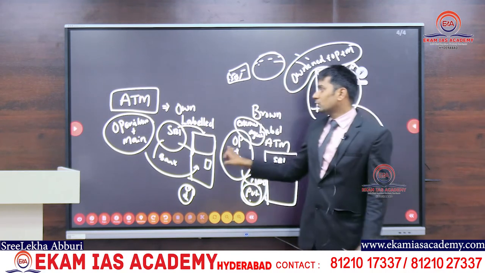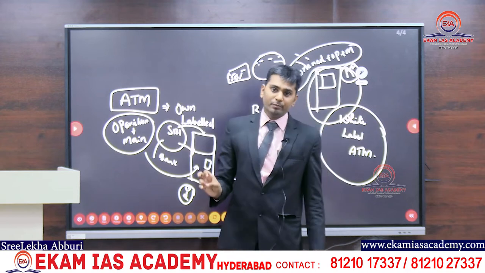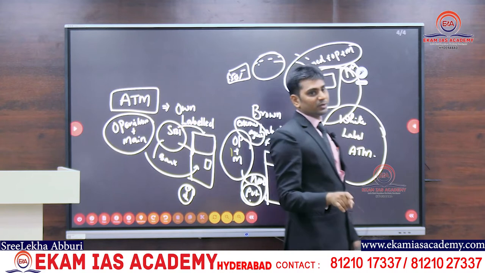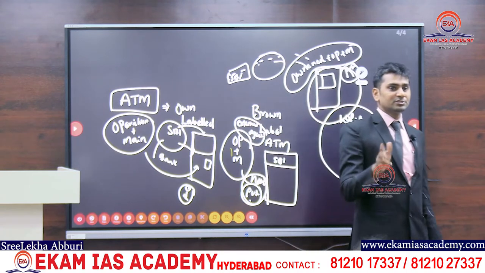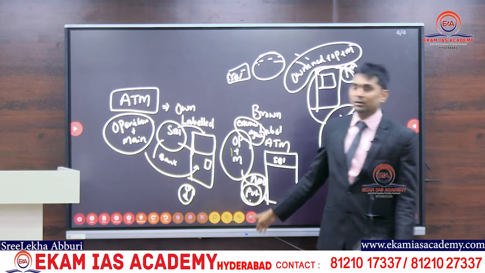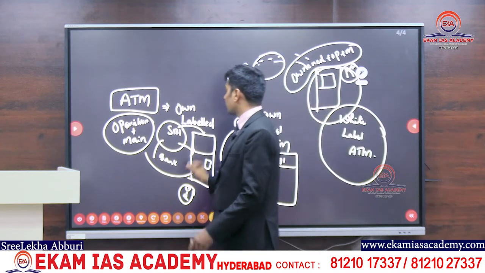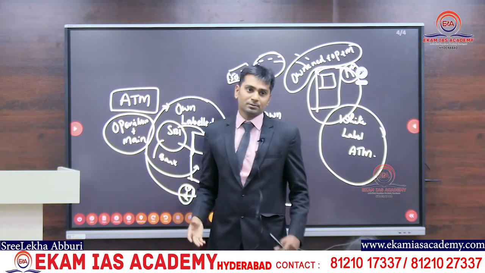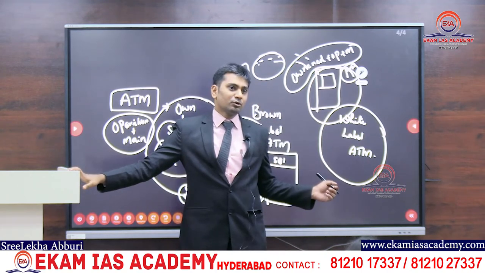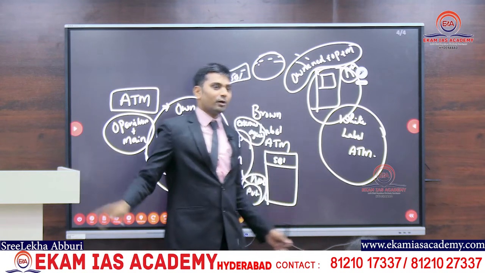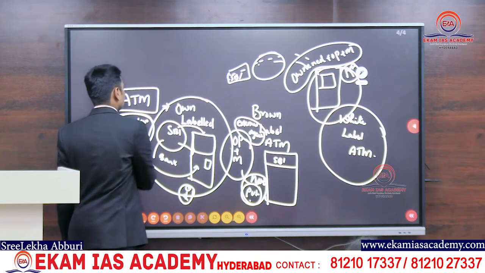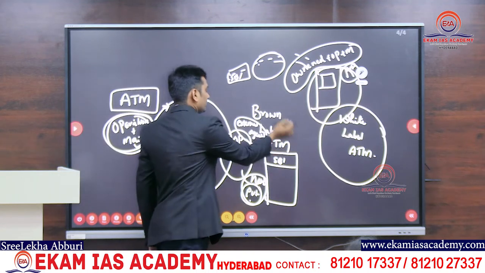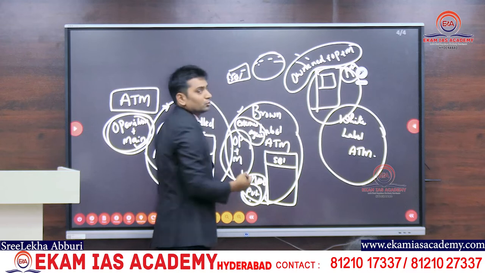So only three things: own labeled, brown labeled, white labeled. Own labeled means the respective bank will be the head, and operations, maintenance, everything will be looked after by the bank itself. That is the reason why some ATMs near these bank branches are outsourced, because their operation and maintenance is very difficult. These fellows don't know how to operate. So that is the reason why they give it to external agents who are good at doing this.